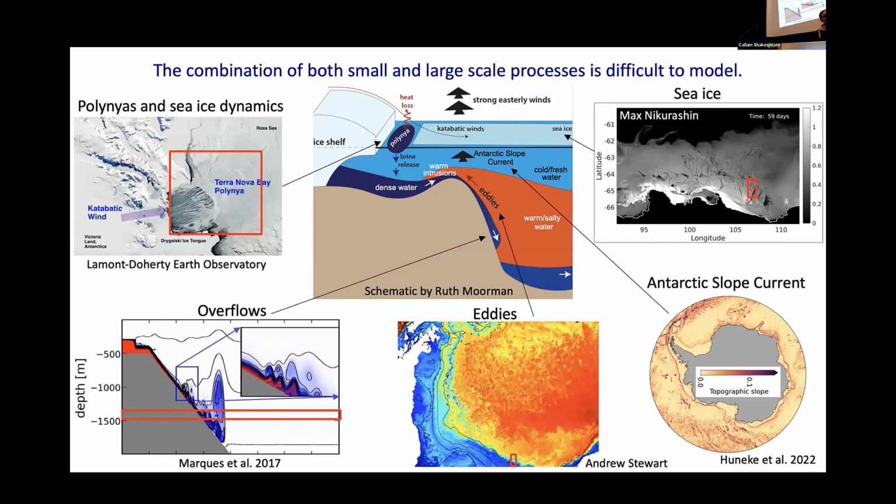And I guess the difficulty is that, as I'll go on and show you in the talk, not only do you need these small scale processes, you also need the large scale processes, the connectivity between different regions of Antarctica as well. So it's not really enough just to get a regional model where you might be able to resolve these processes. You also need the whole of Antarctica to get the connections between the different regimes around Antarctica.